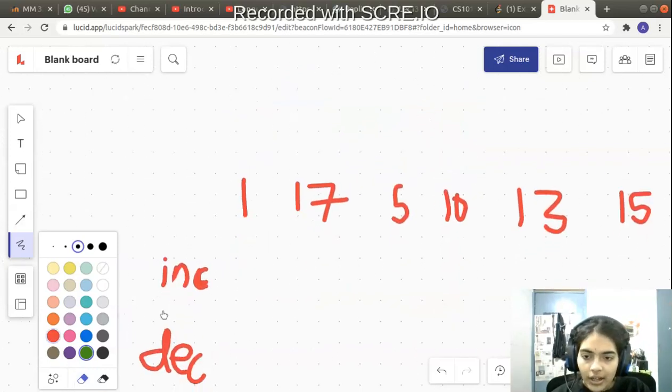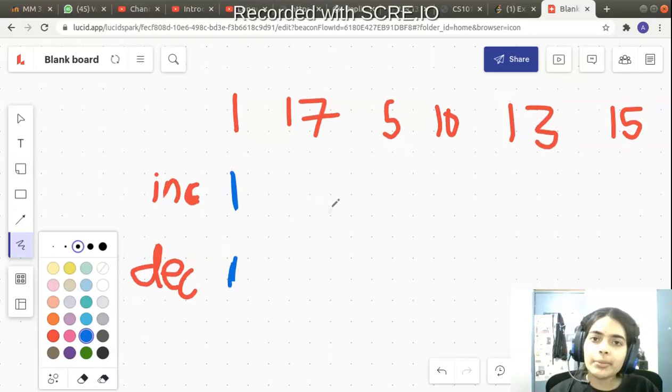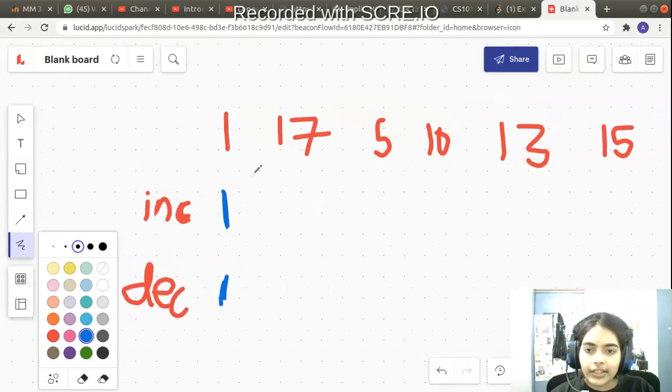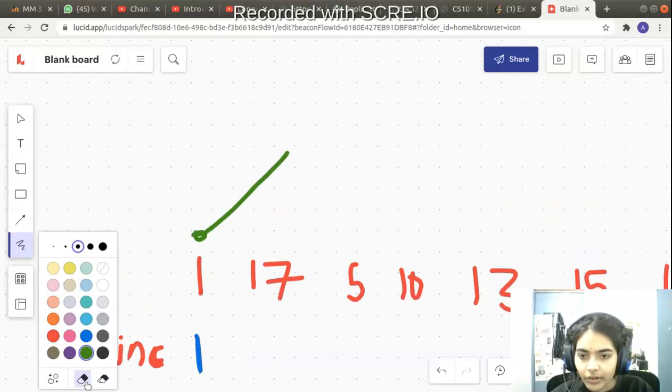So first number, let me write this with a different color so that we are not confused. Let me write it with blue. So my increasing and decreasing variables are both 1. Let me go to the next number. Now what happens is 17. So initially I had 1. Now from 1 I am going to 17. So let me draw it very big, because 17 should be much larger than 1. So let me take it here.